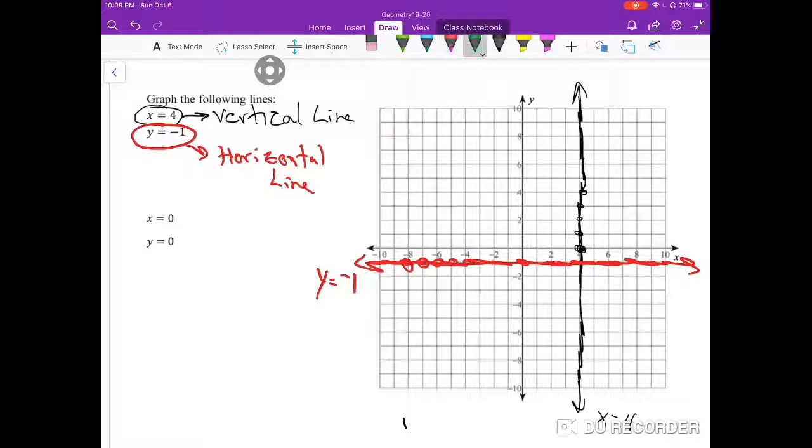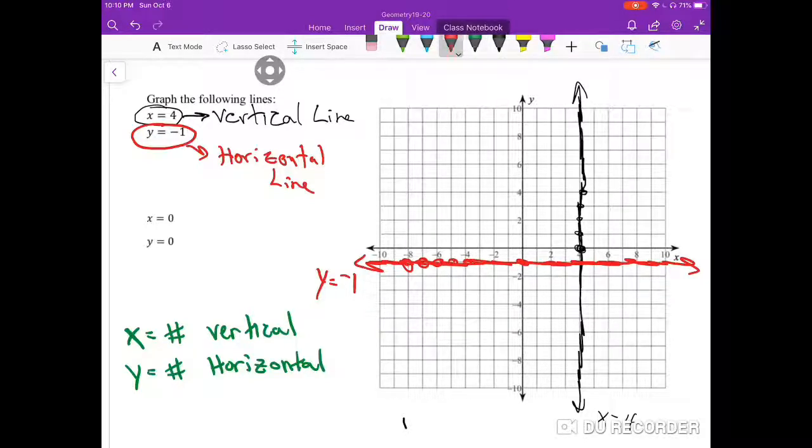Now, the key thing to remember here is x equals a number is always going to be vertical, and y equals a number is always going to be horizontal. All right, and that's going to help you remember what you need to do when we have these lines. Okay, so I have one last thing for this, and it's these 2 lines here. And this is very important because it comes up on some multiple choice and it comes up on some part 2s, and it's just something that's thrown out there to trick you.